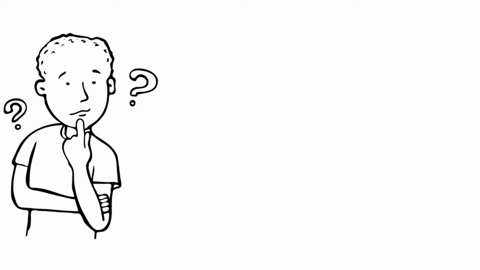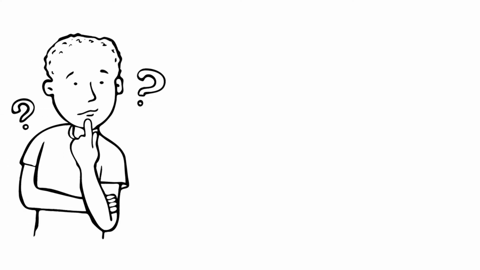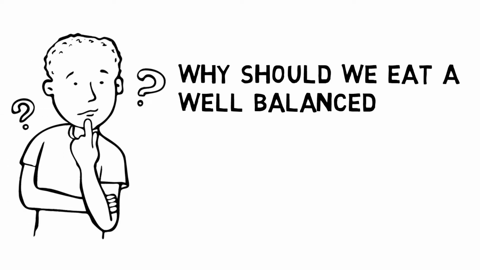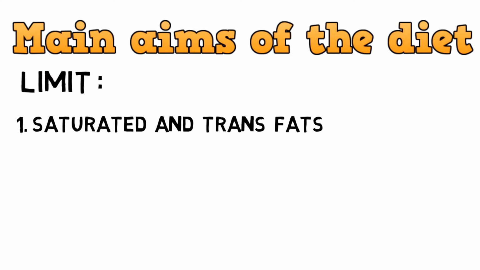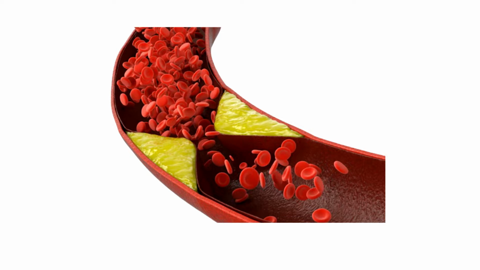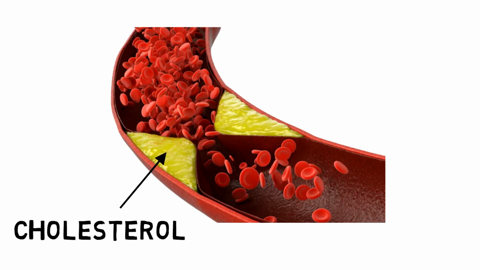Now, we know that we should eat a well-balanced diet, but have you wondered why? To answer this question, let's discuss the main aims of the diet. A balanced diet is taken to limit saturated and trans fats. High levels of saturated and trans fat in the body lead to buildup of cholesterol in the arteries, which narrows the lumen, thus increasing the blood pressure.